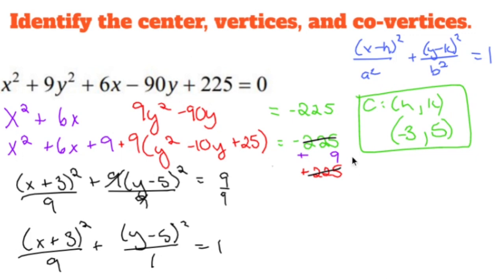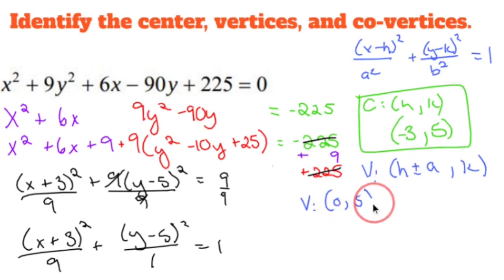My vertices are given to me by the formula (h plus or minus a, k). a is the square root of 9, which is 3. So my vertices are going to be h plus 3, or negative 3 plus 3, k doesn't change. And my other vertex is going to be h minus 3, or negative 3 minus 3, which is negative 6, 5. Those are my vertices.